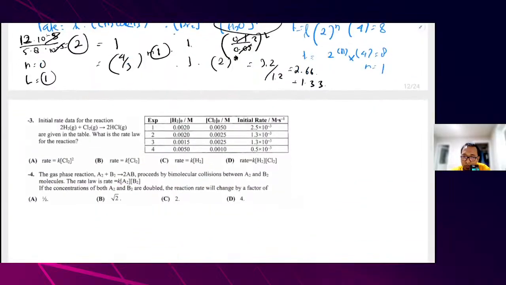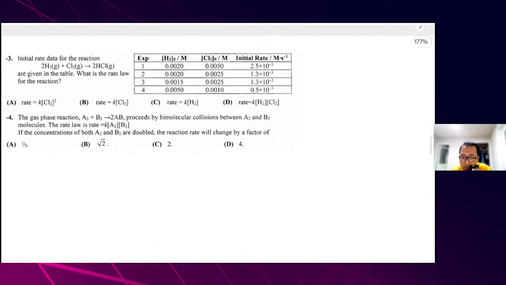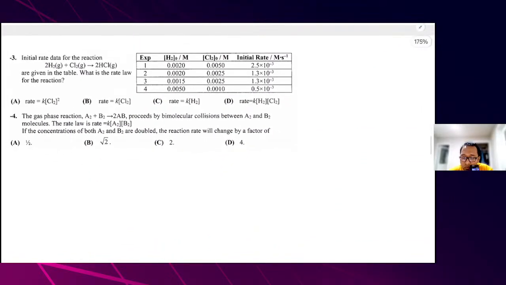Okay, so now let's move on to number three. Initial rate data for the reaction are given in the table. What is the rate law for the reaction? Same thing like the previous one. So now we have the constant value here, and then this is the number, right? So what we can do here is just do H2, right?